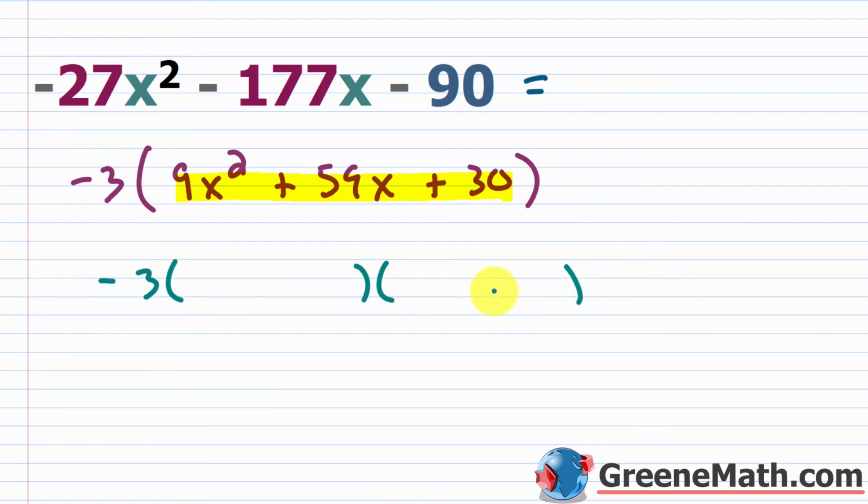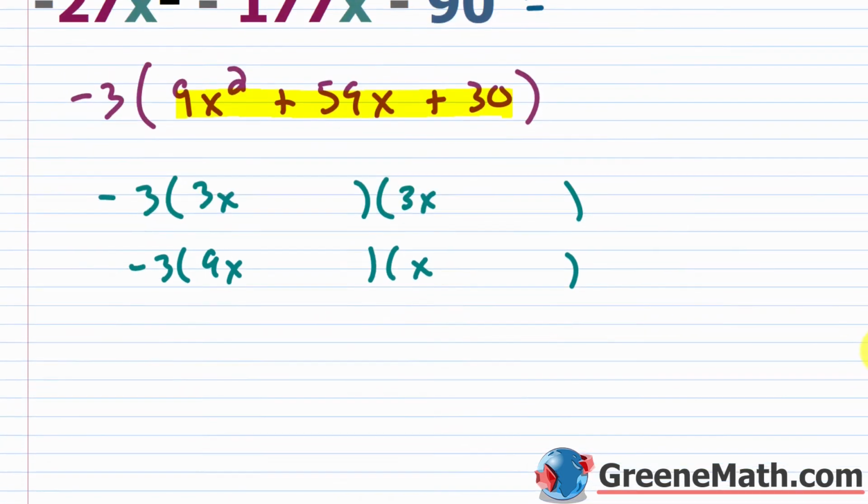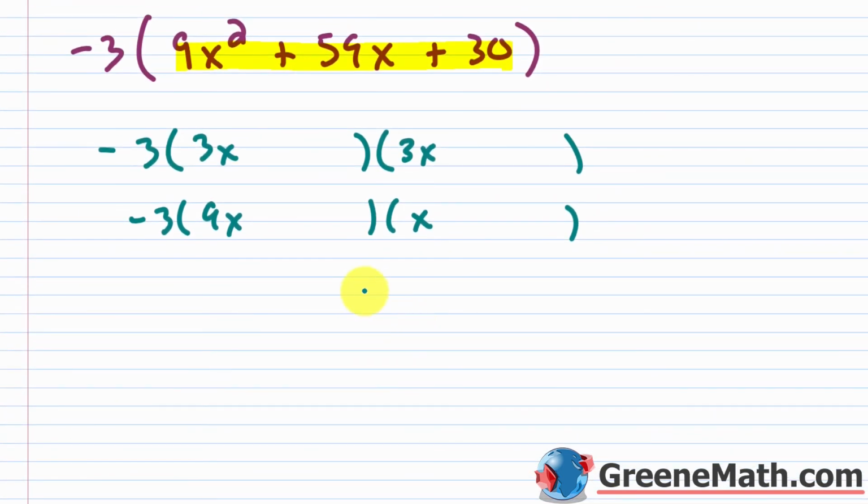You're going to have more than one possibility because 9 is not a prime number. So you could do 3x and 3x, and then you could also do 9x and x, like this. So let's think about the factors of positive 30. Let me scroll down, and you can come back up in a minute if you wanted to. So 30 is 1 and 30. You could do 2 and 15. You could do 3 and 10, and then you could do 5 and 6.